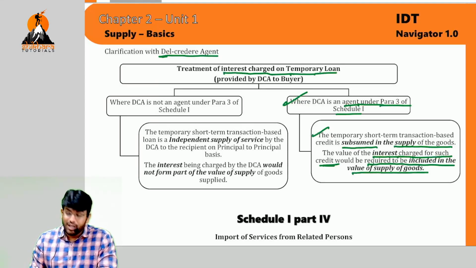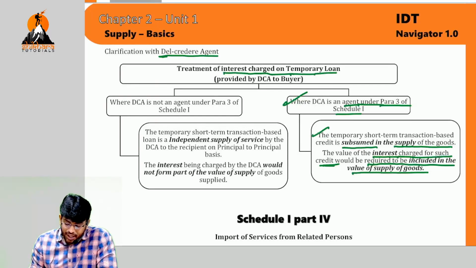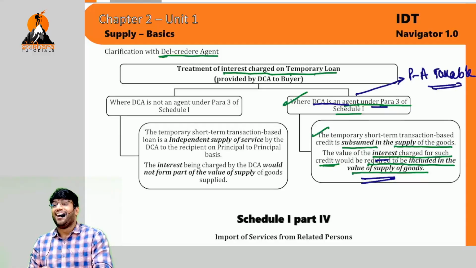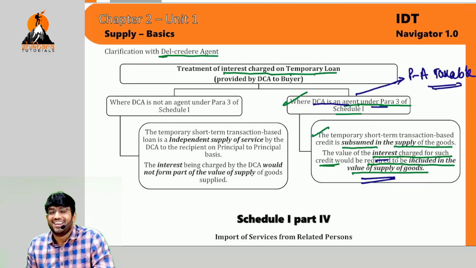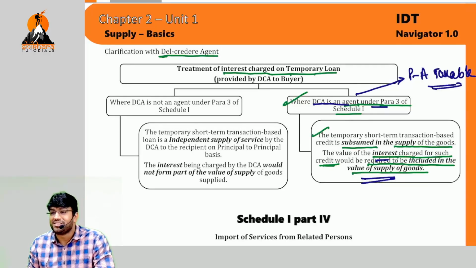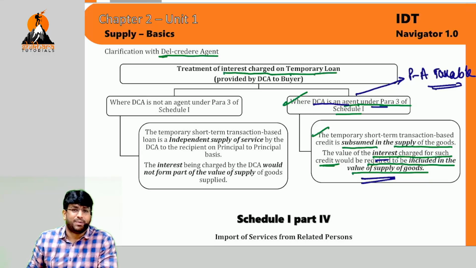See the right side point again, one more time. What is the right side point? DCA is an agent under para 3. Agent under para 3 means what? If P2A is taxable, interest is also taxable. Now got the logic, no sir? So getting clarity, everybody? All of us, my dear friends? Sir, getting clarity, please reply.